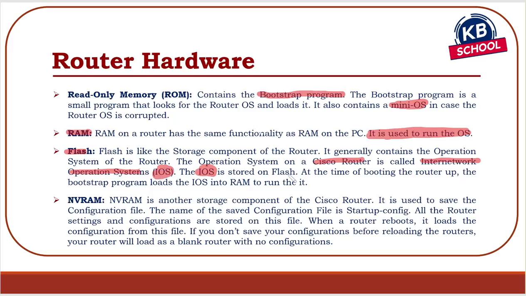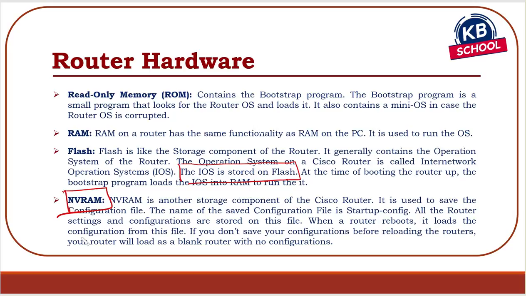The iOS is stored in flash, so when the Bootstrap program loads up the iOS into memory, iOS then is run. But where is the iOS stored at? It is stored inside your flash. So it's taken from flash, loaded into memory so it can be run. All right, so flash is the location of your operating system file. It is also used to store other files. As we go through the program, I'll explain some other files that you can also store on your flash. But the main purpose of flash is to store your iOS.